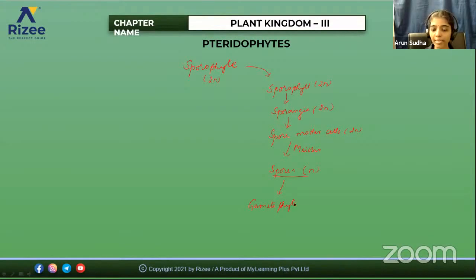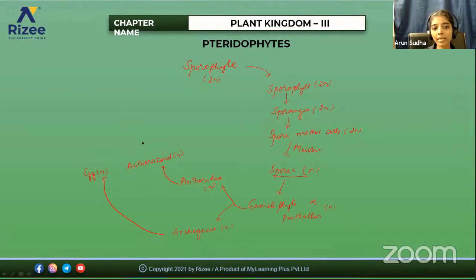Gametophyte, or in the case of pteridophyte, the first gametophyte that is formed is called the prothallus. The gametophyte may contain the male sex organ, that is antheridia, which is N, and this gametophyte is also N, that is haploid, and the female sex organ, that is archegonia. Then what happens? This antheridia dehisces and forms anthrozoid, and the archegonia contains egg.